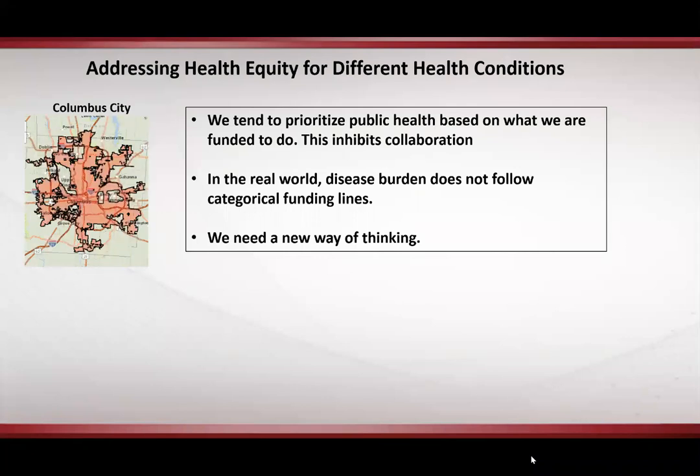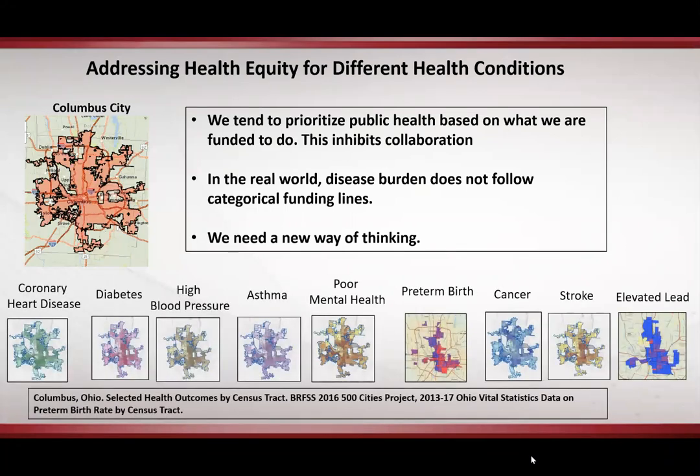So here is an image of Columbus, Ohio. Columbus is our state capital, where the state health department is located. And I'd like to show you what I mean about a new way of thinking. Here's what you see. If you go through very valuable resources that are publicly available, like the CDC's 500 Cities Project, you're able to map by census tract a number of very important health issues. Anybody can create these same maps by going to the 500 Cities Project.